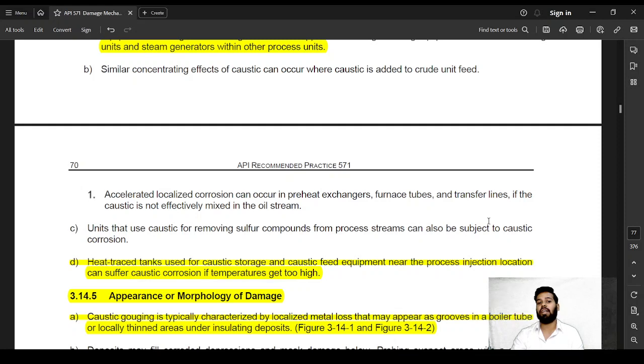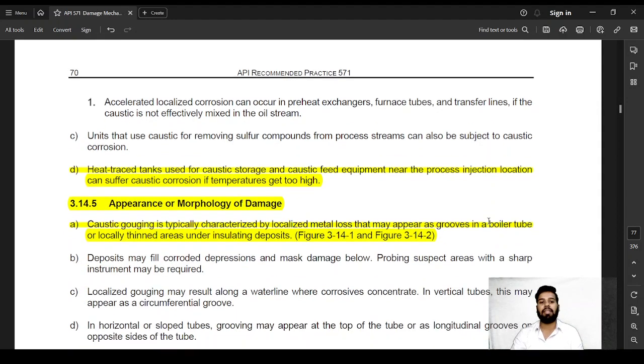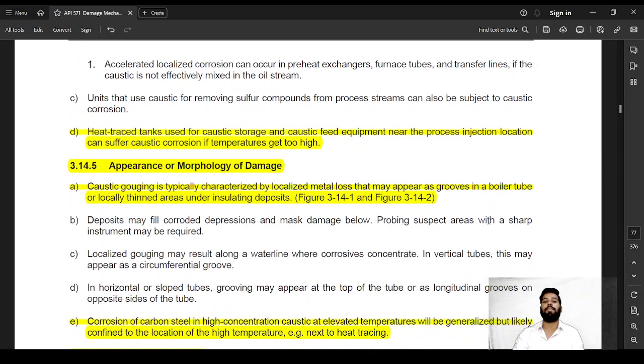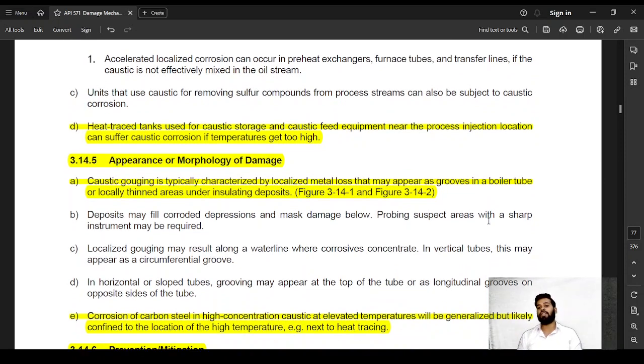Similar concentration effects of caustics can cause caustic corrosion where the caustic is added to the crude unit feed. Accelerated localized corrosion can occur in preheat exchangers, furnace tubes, and transfer lines if caustic is not effectively mixed in the oil stream. Heat traced tanks used for caustic storage and caustic feed equipment near the process injection location can suffer caustic corrosion if the temperature is too high.